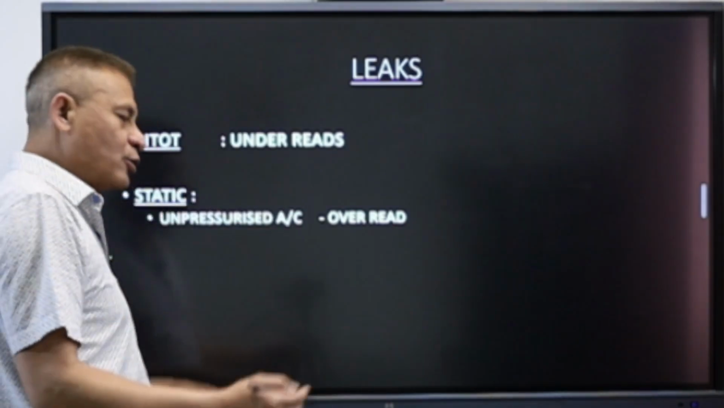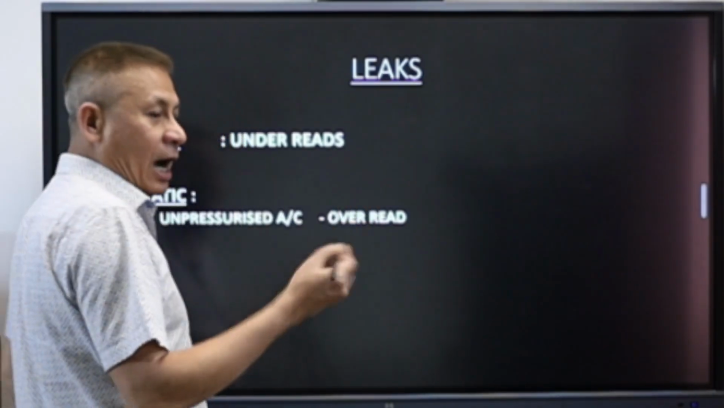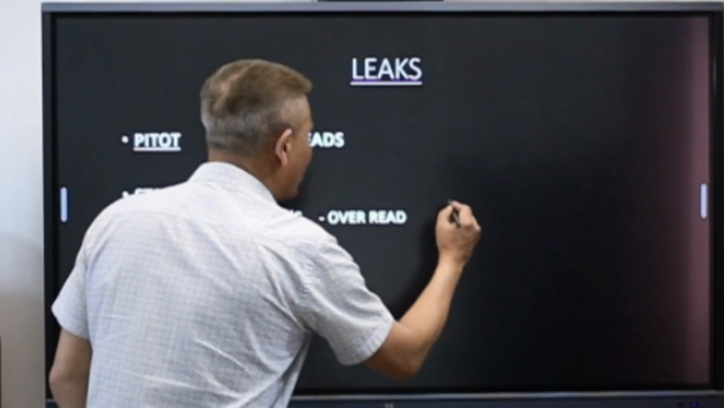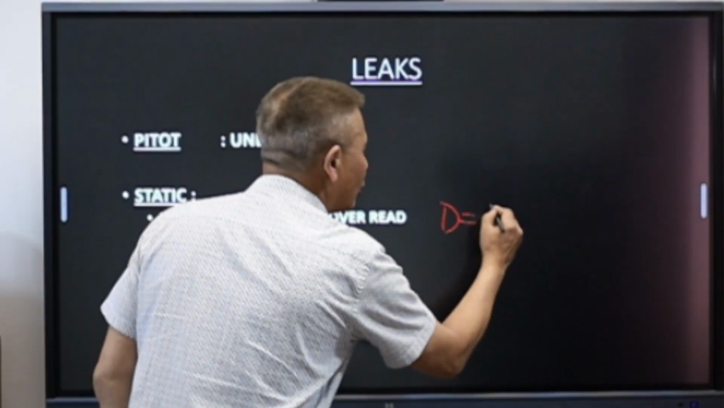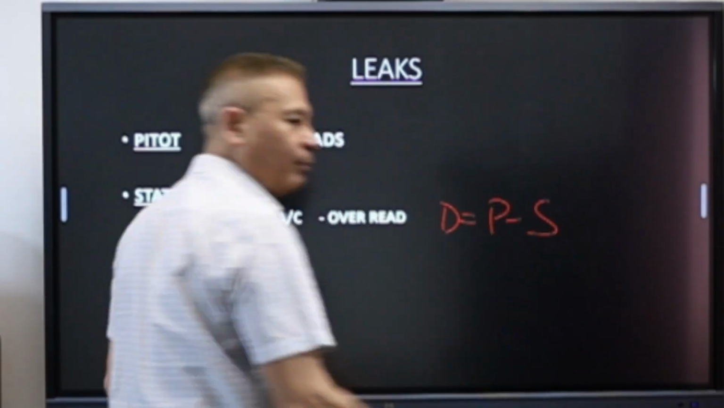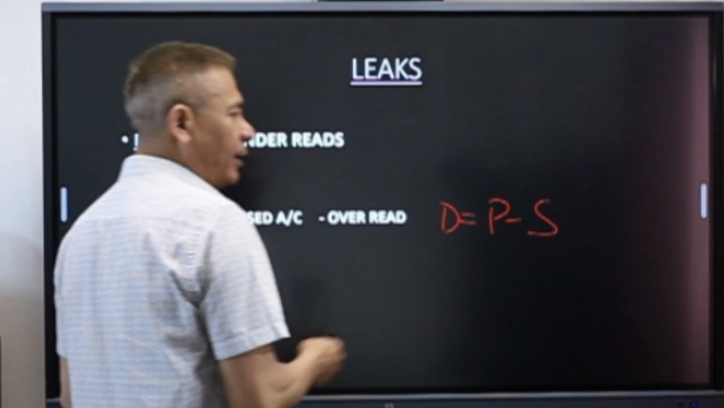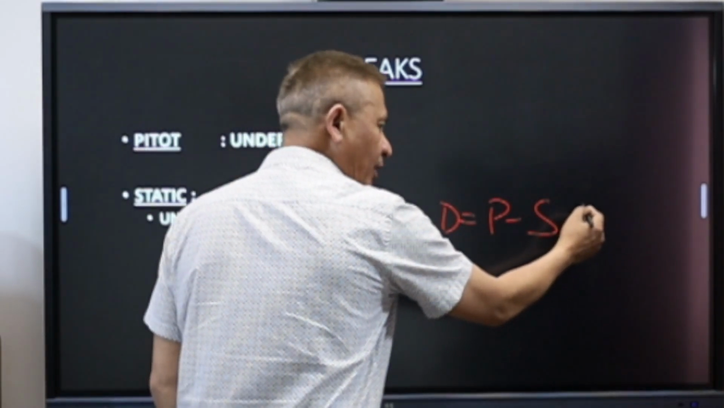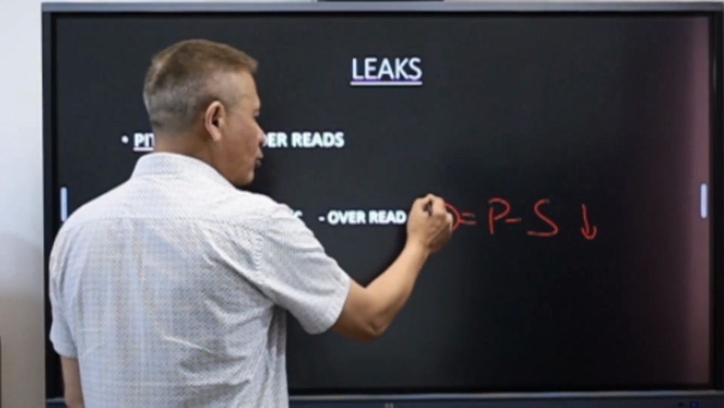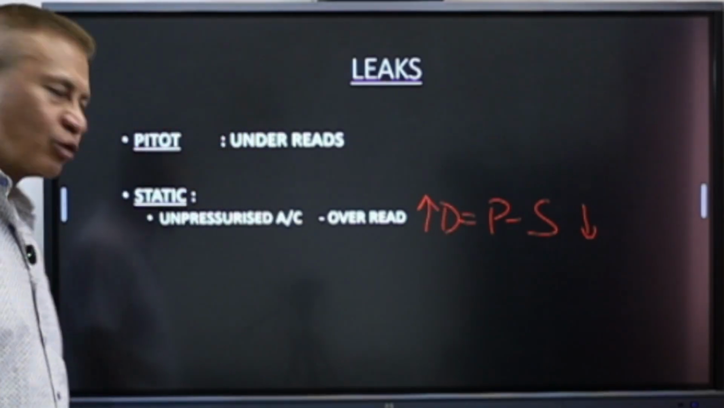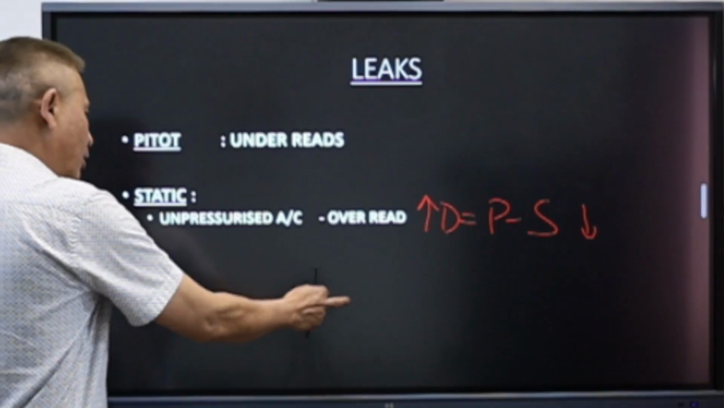So therefore, I was supposed to be subtracting, dynamic is equal to Pitot minus static, because it is leaking at the unpressurized compartment. The static which is being subtracted is lesser. So therefore, dynamic is going to be more. So therefore, your instrument is going to be overreading.